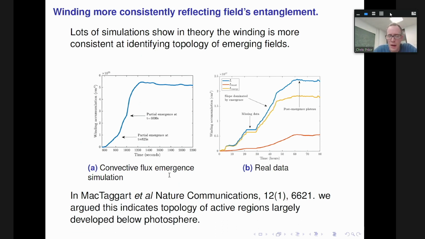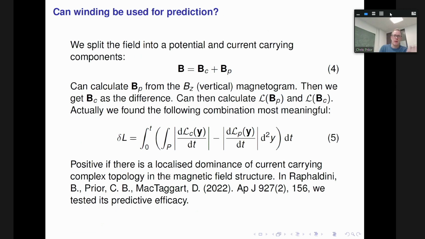And we showed that a lot of the complexity of active regions was actually formed below the photosphere rather than due to motions above it in the early phase. But really all I want you to take from that is we can realize the utility of this quantity in real data. So I'm going to round off by showing you how we've tried to start using it for flare predictions, this winding distribution, this data set, if you like.